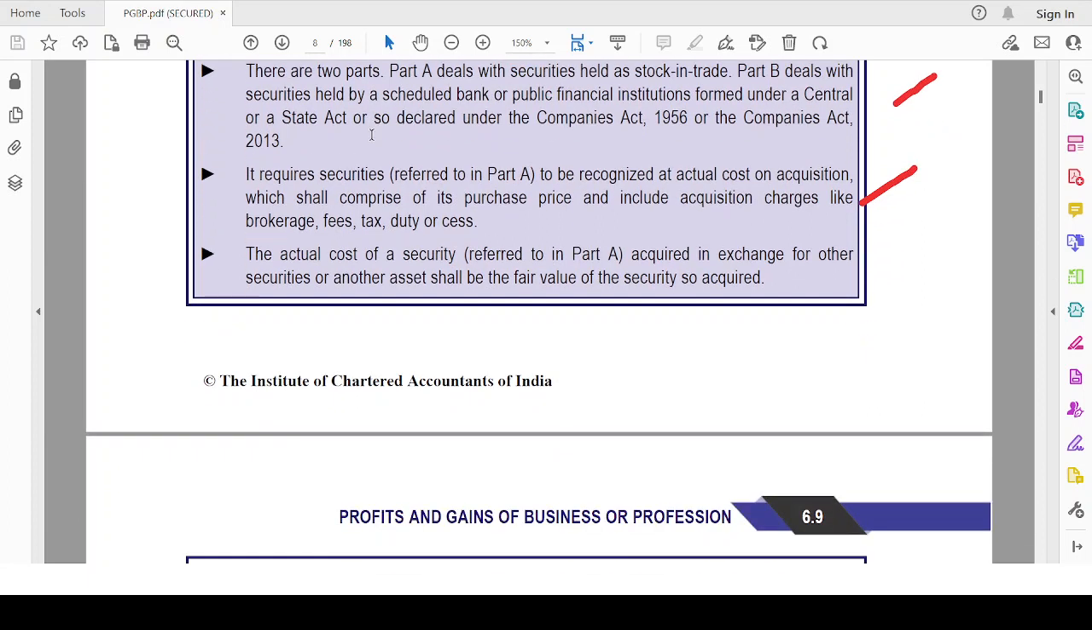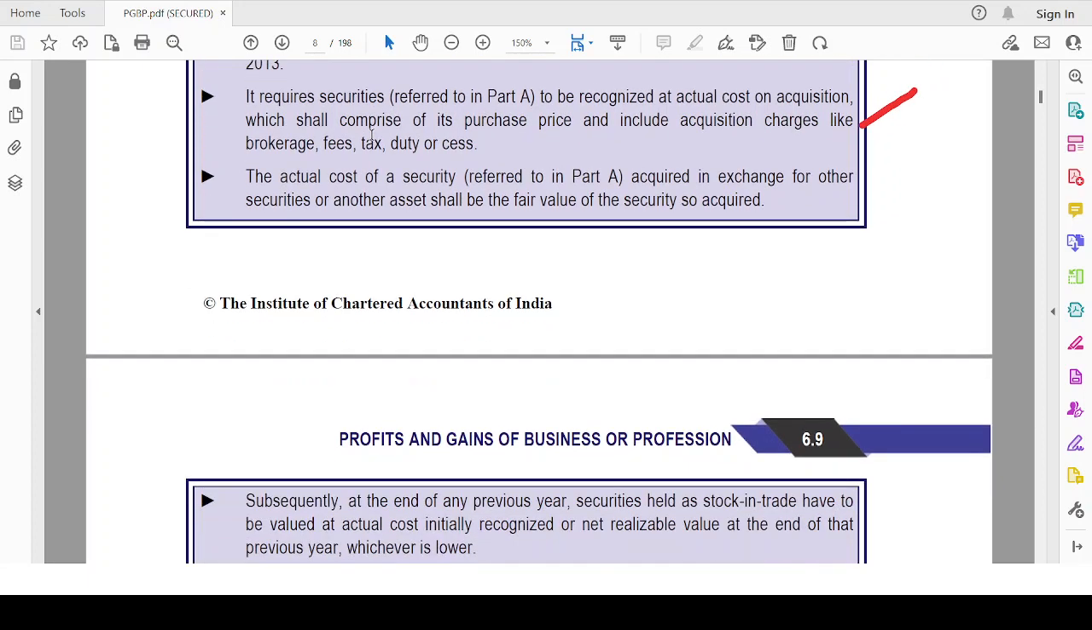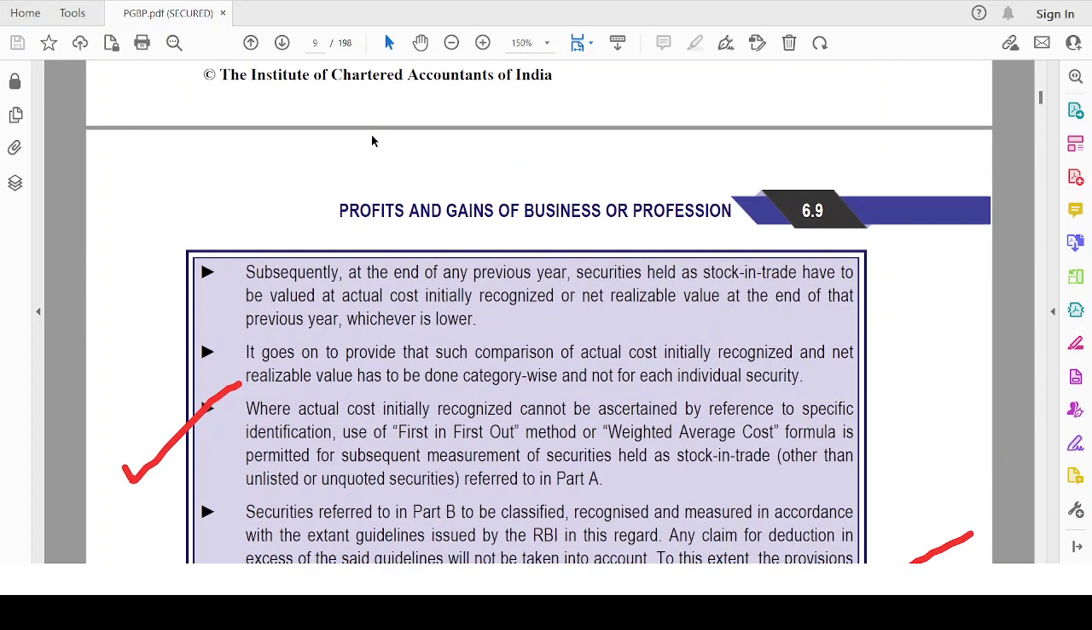For Part A, I have to recognize at actual cost on acquisition, which includes brokerage charges. If I'm going to get it in an exchange, then it will be the fair value of the security so acquired. At the end of the previous year, securities held as stock in trade have to be valued at actual cost or net realizable value, similar to inventory. It is also the same. Cost or NRV, whichever is lower.